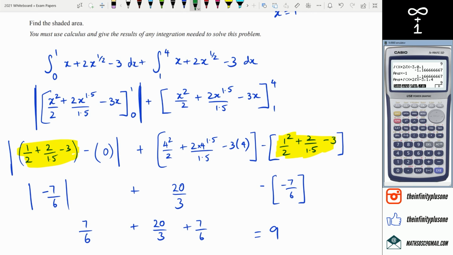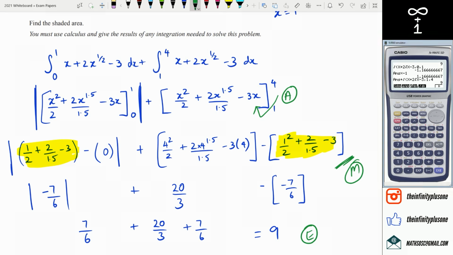Grades wise, correct solution with correct integral, correct use of signed area gets you an excellence. Merit is no solution, like maybe up to here, and achieved is integration of the expression itself.